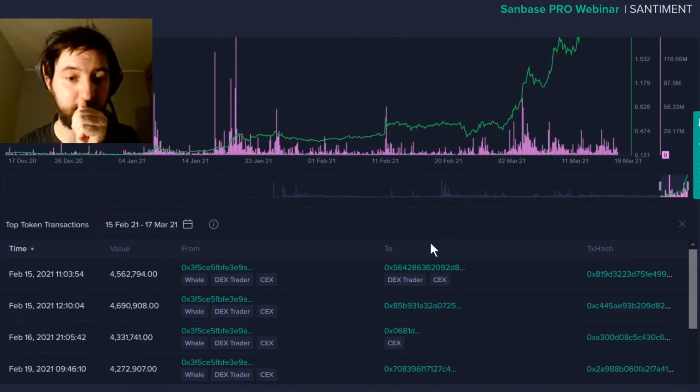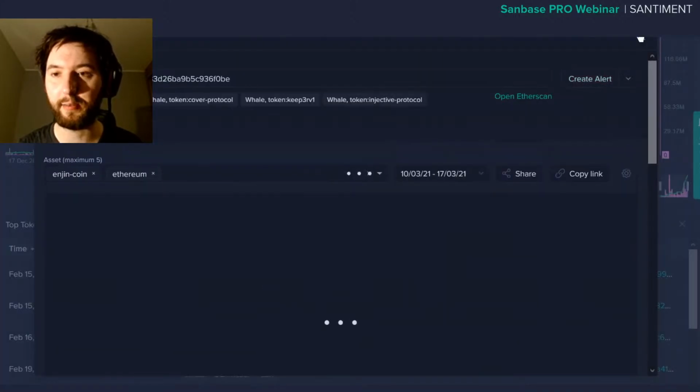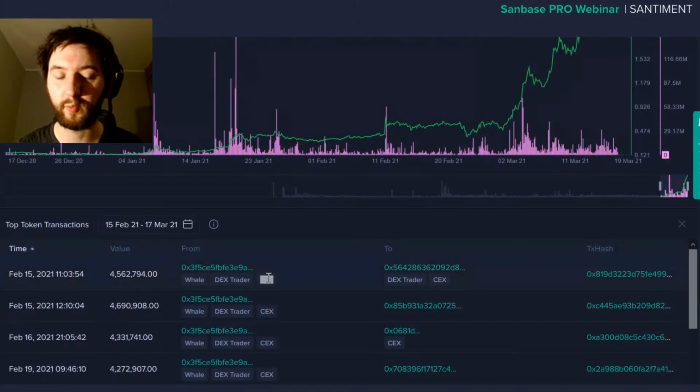And as you can see, there are a number of labels for each address. These are labels that have been put there by the Santiment team, and we are constantly improving our labeling game, right? So, for example, this particular address has 3 labels. It's a whale, it's a DEX trader, so basically an address that interacts very often with the decentralized exchanges. But most importantly, it is labeled as a centralized exchange wallet, which is SEX, right?